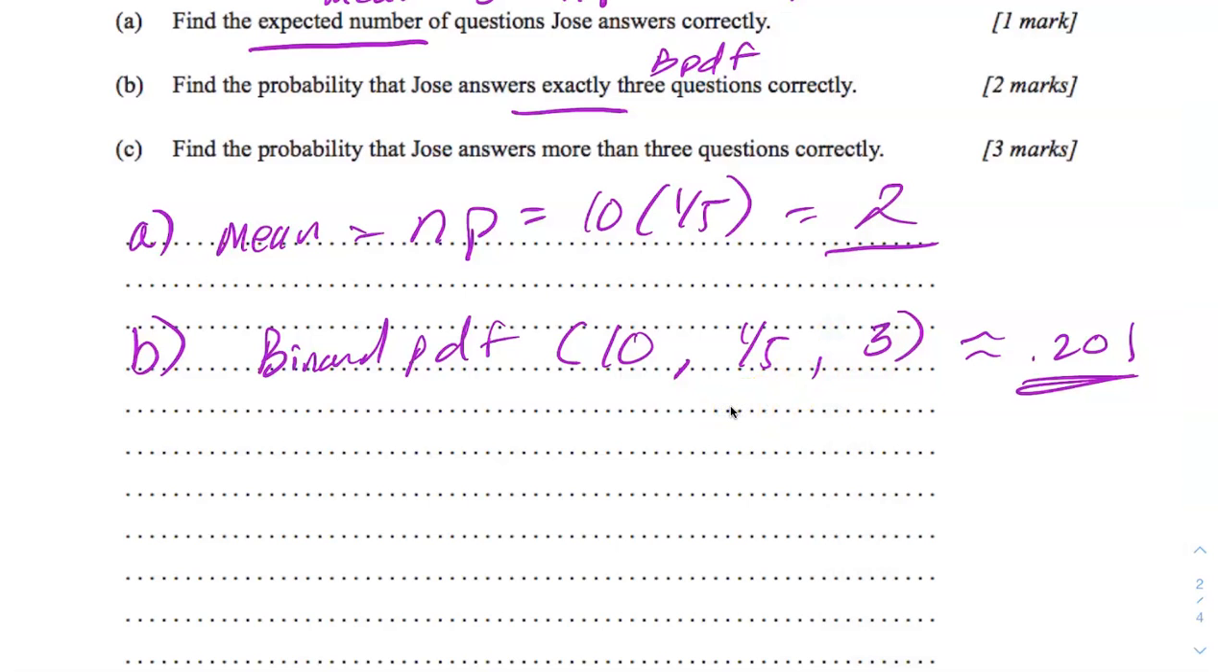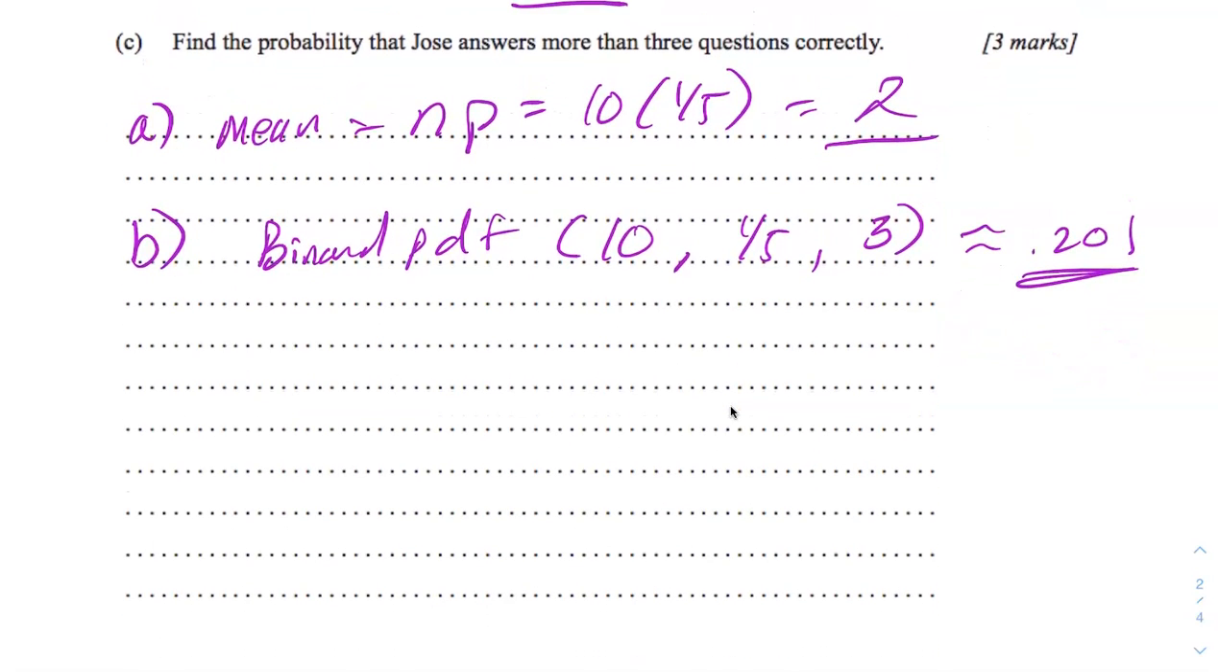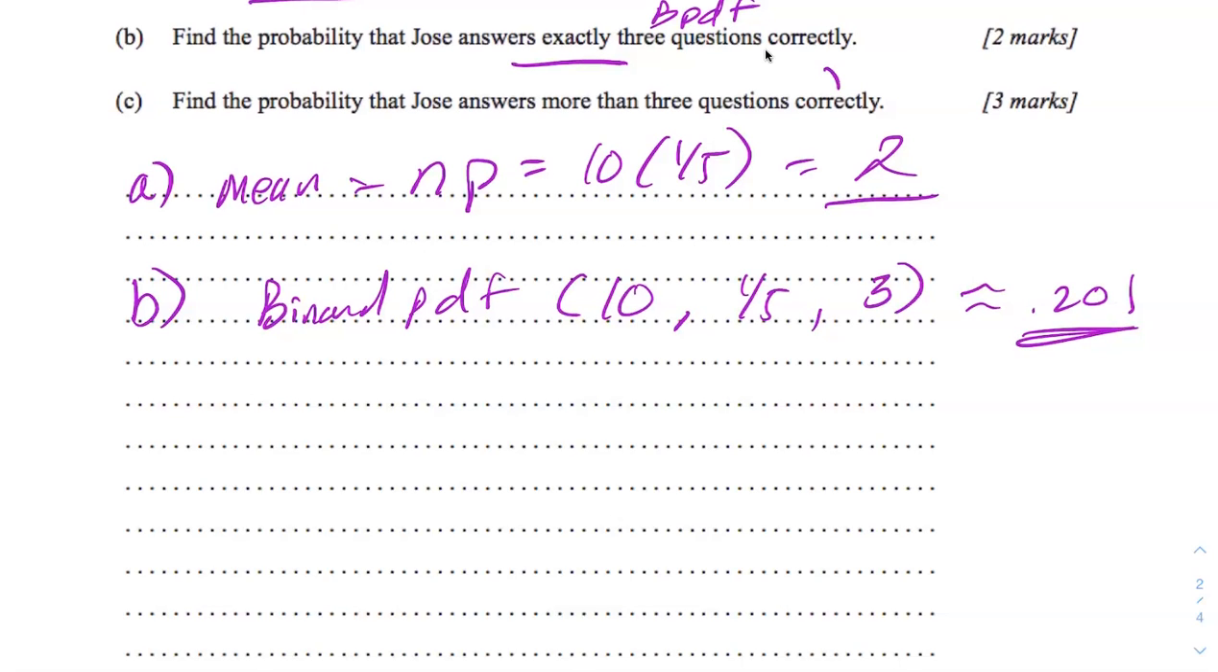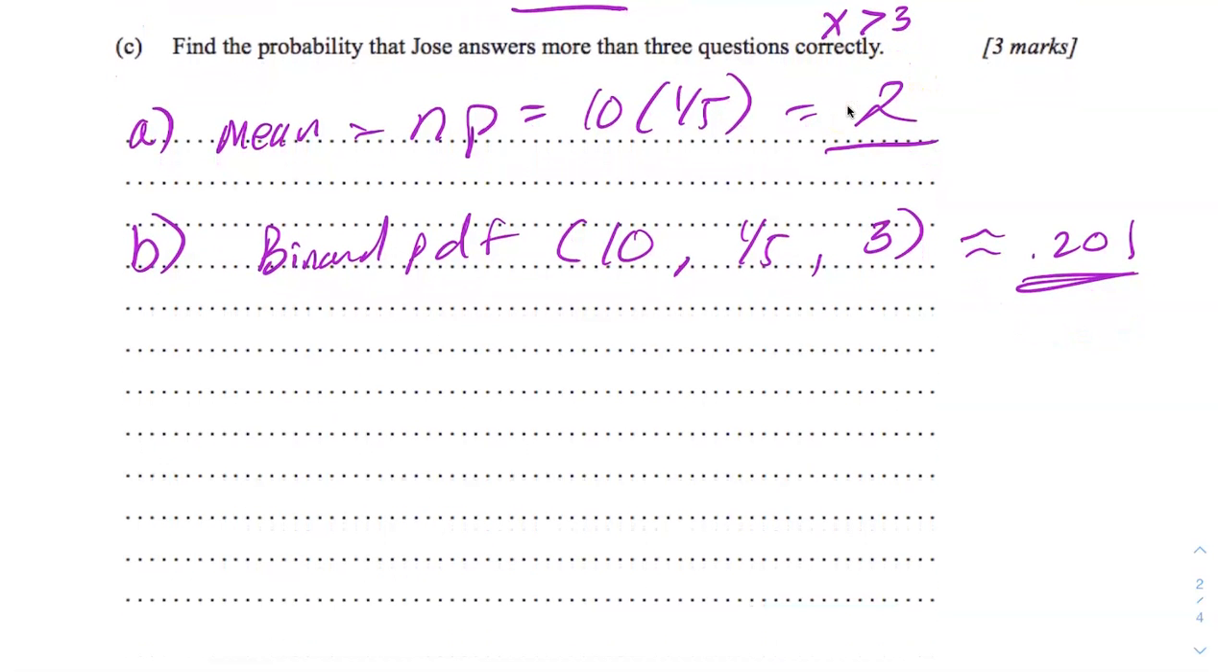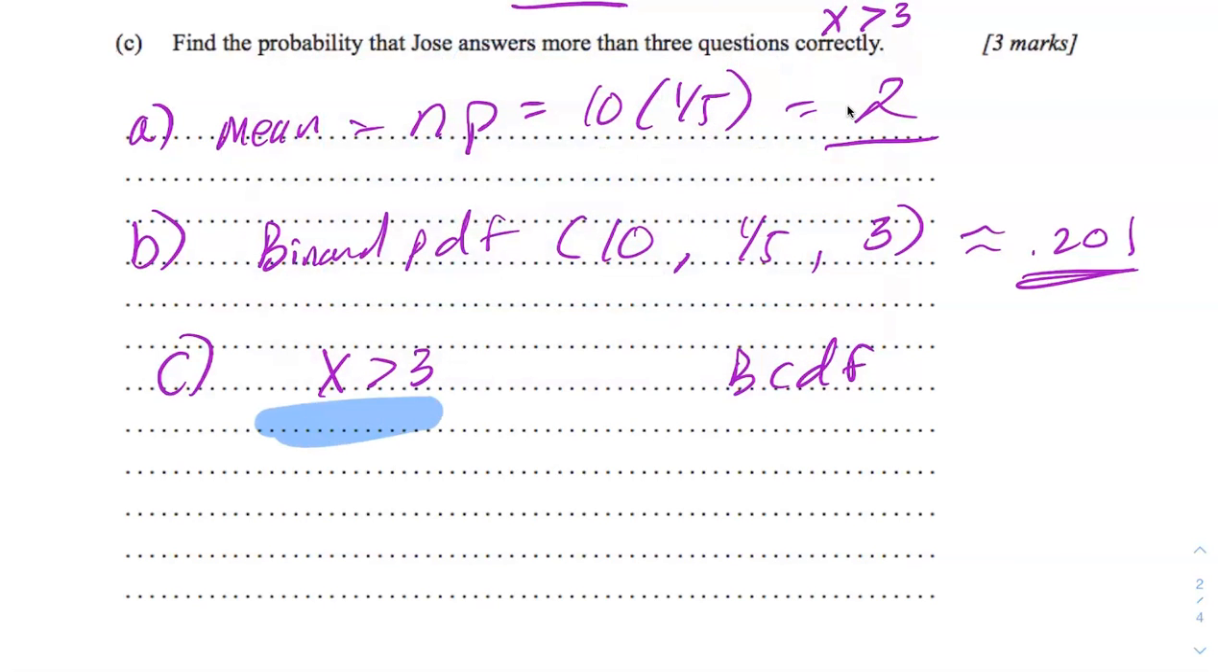C. Find the probability that Joe answers more than 3 questions correctly. So again, more than 3, write it. It's not greater than or equal to, it's not less than or equal to, it's greater than only. More than. So C is this. Right, so we're going to use binomial CDF, but what's wrong here? It's pointing in the wrong direction. It has to be less than. When you do CDF, it has to be less than or equal to.